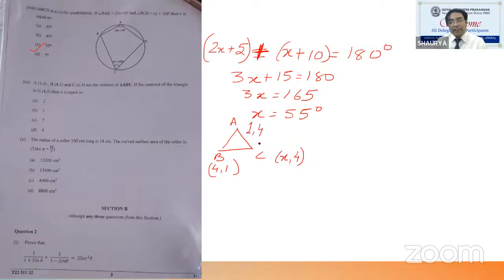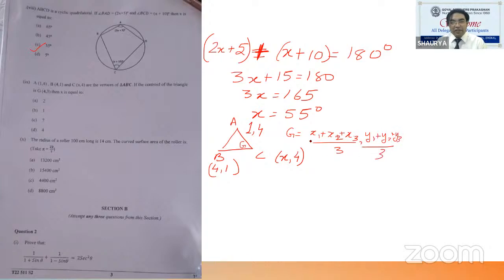Now for finding the coordinates of the centroid, that is the meeting point of the medians of a triangle, let's say G, we know that G coordinates are simply given by the mean of the respective coordinates: x1 plus x2 plus x3 upon 3, comma y1 plus y2 plus y3 upon 3.